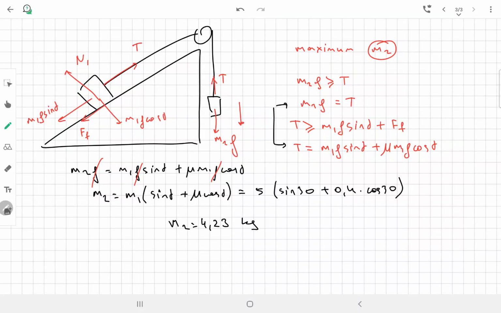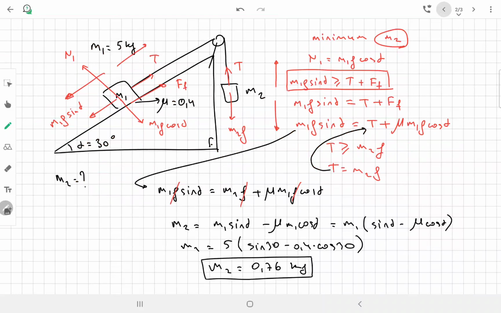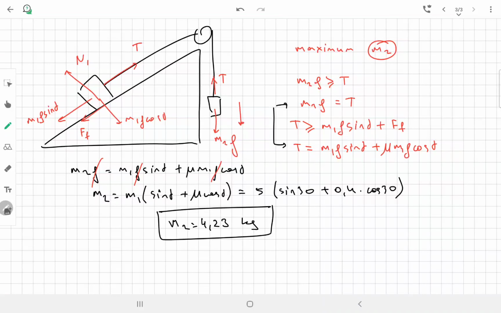4.23 kilogram. So we calculated the minimum value, which is 0.76, I think, yes, and the maximum value 4.23. So the answer for this question is any mass between these two values. So for any mass between these two values, 0.76 and 4.23, this system will be at rest. So the answer is between these two values. Equal, yes, actually. Equal, yes.